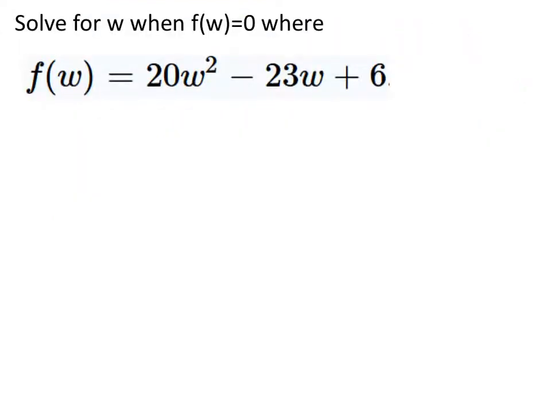This one is pretty much the exact same problem, except for the numbers. But they made it into function notation, and they're starting this with solve for w when f of w equals 0, where we see this function here. So we're replacing f of w with 0, and then we'll factor, okay? So I'm going to replace f of w with 0. Not the w, f of w, right? That's what this is telling us.